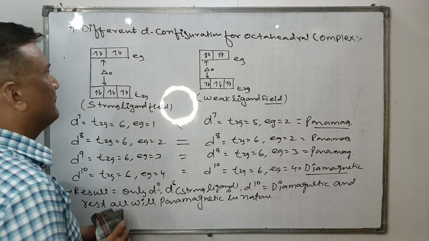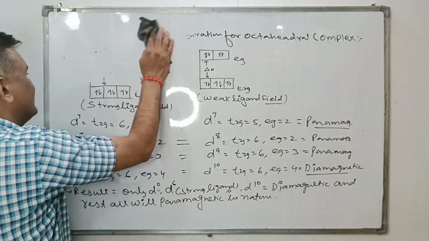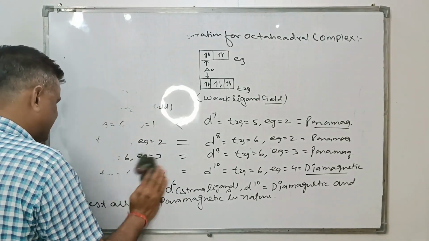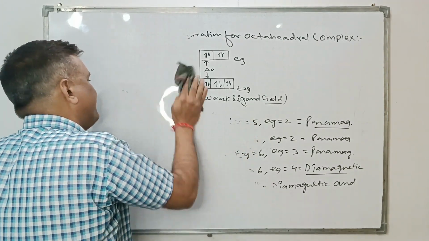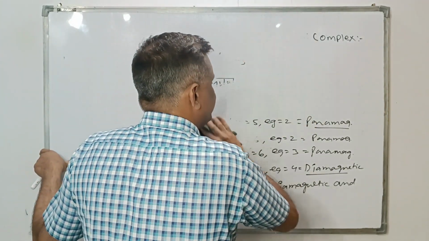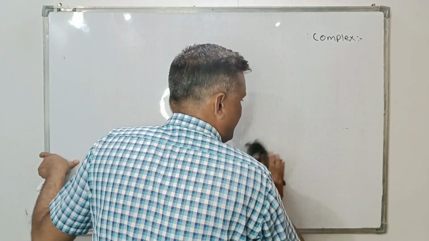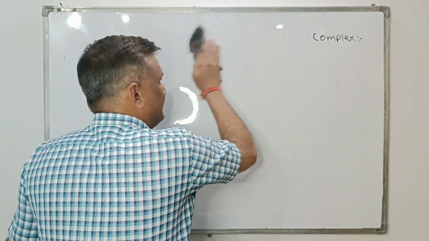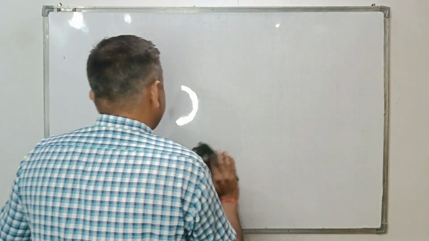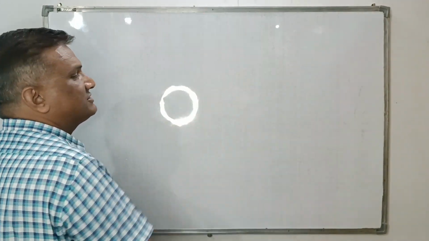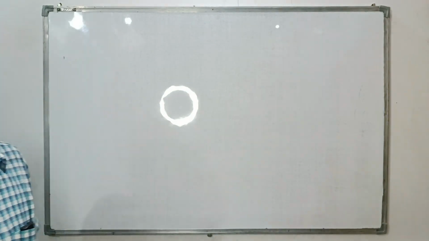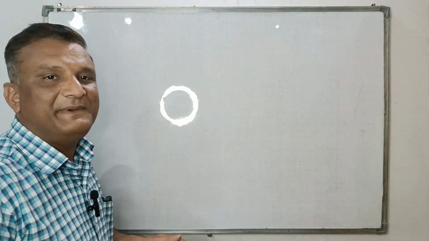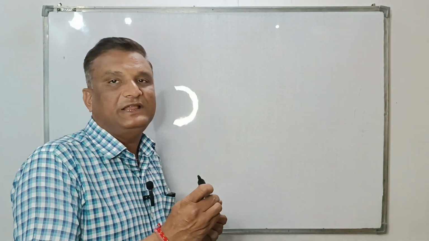Now I would like to go with just CFT in square planar complexes. It is very important for those students who want to make extra efforts in coordination chemistry and want to do something in competitive exams along with 12th. This is particularly for those students, and based on your requirement and demand, I am adding extra topics.